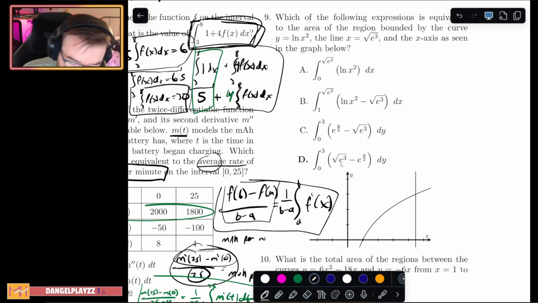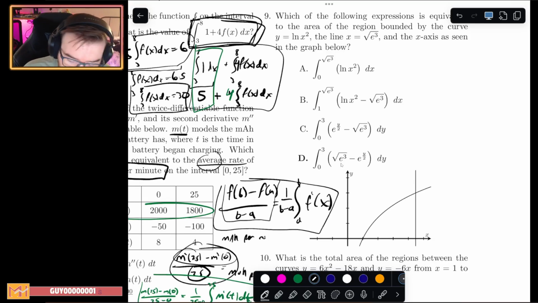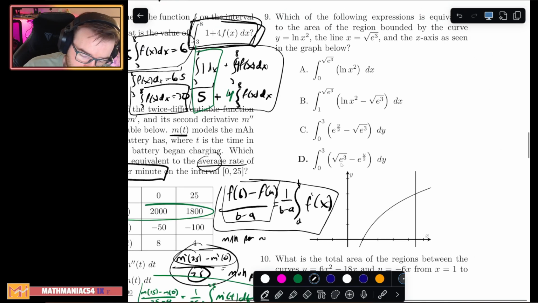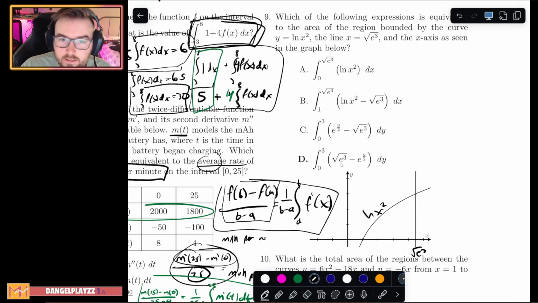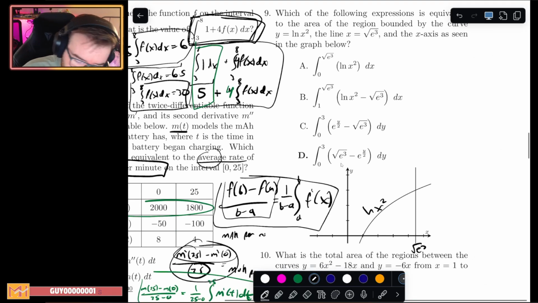All right. Which of the following expressions is equivalent to the area of the region bounded by the curve y equals natural log x squared, the line x equals the square root of e cubed, and the x-axis as seen in the graph below? So here is natural log x squared. Here is the square root of e cubed. That's just a number, by the way. What is the area of the region bounded there?